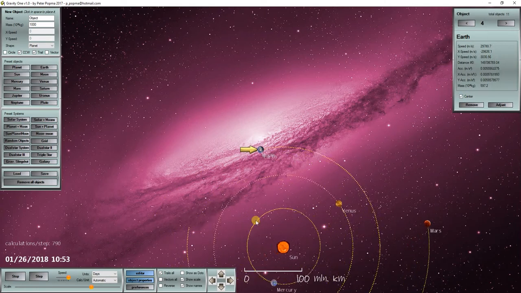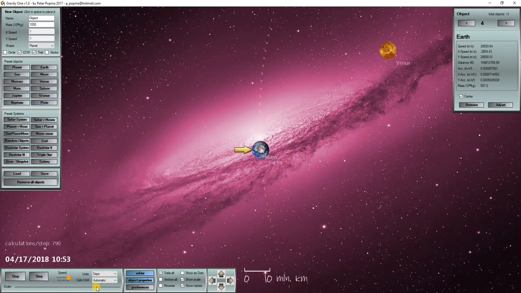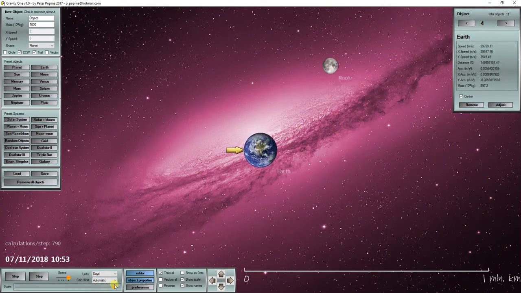Let's put the Earth in the center and zoom in and observe the Moon orbiting the Earth. Let's slow things down a bit. Observe that it takes about 28 days for the Moon to orbit the Earth.